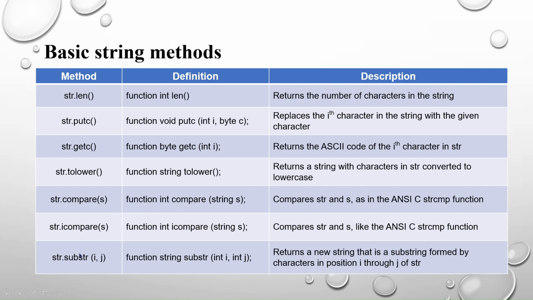Last one is the string.substring method. It has two arguments, where we have to mention the numbers, from where to where it has to make the substring. It will return a new string, a substring formed by the characters in positions i through j of the string. For example, string.substring of 2 to 5 means it will collect the characters from the second to the fifth index. It makes a separate new substring. We will see this example in the code.